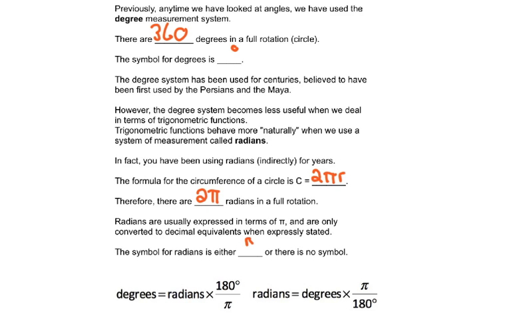We've got 2 formulas for converting. If we have radians and we need degrees, we take the radians multiplied by 180 over pi. Likewise, if we have degrees and want to get radians, take the degrees and multiply by pi over 180.